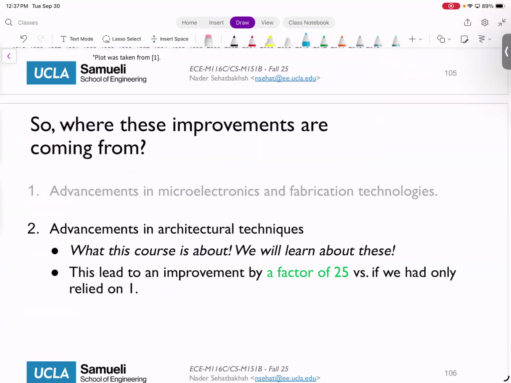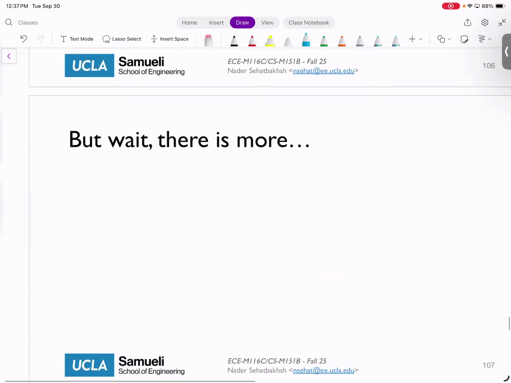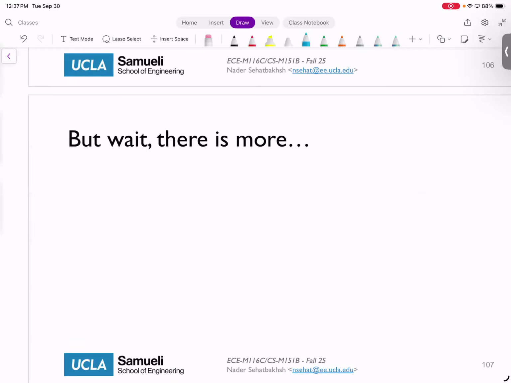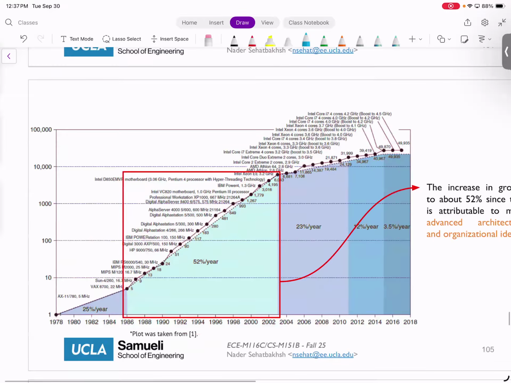Actually, it's been shown that if we didn't use microarchitecture the way that we did, using pipelining and caching and techniques like that, then computers today would have been 25 times slower than what we have now. So the impact of the techniques that we're going to learn in this course is basically where you see that. Just making more transistors is not necessarily going to give you faster systems. Okay? All right, so this was the trend.